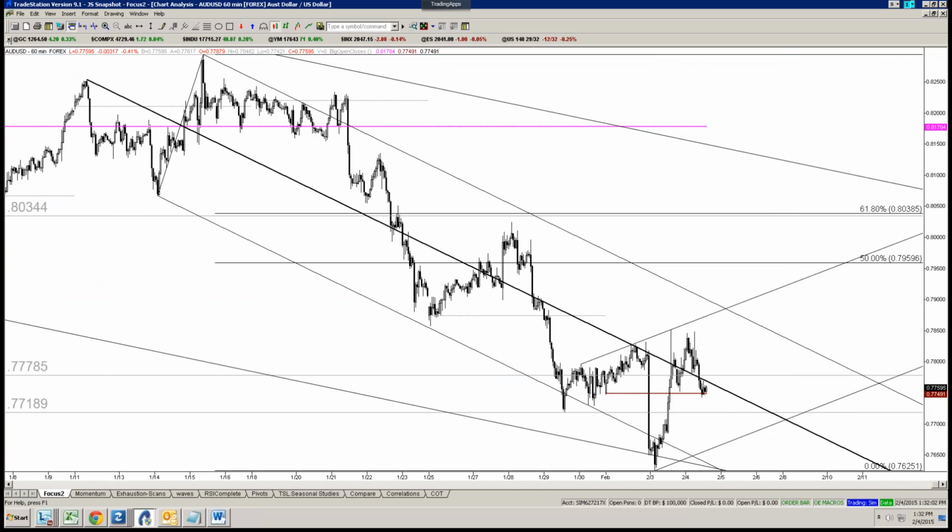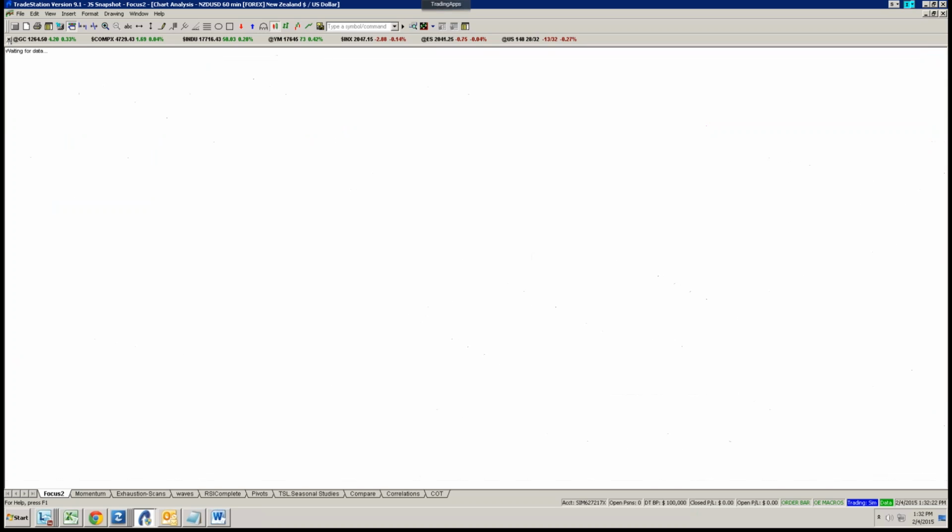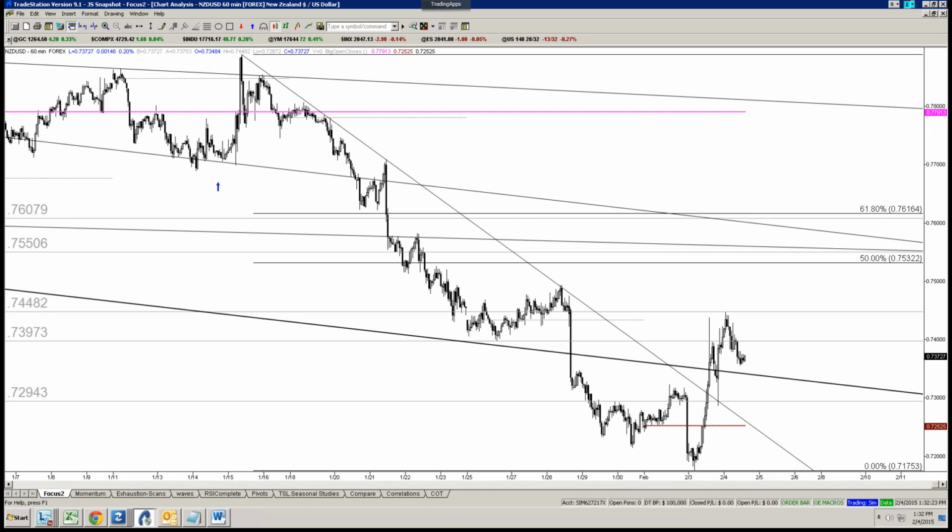So again, forget about Aussie going into tomorrow, but keep it on your radar, I think, heading into Friday's NFP report, and certainly after that on Monday. We'll look at Kiwi real quick too. Again, Kiwi, that trend line here.